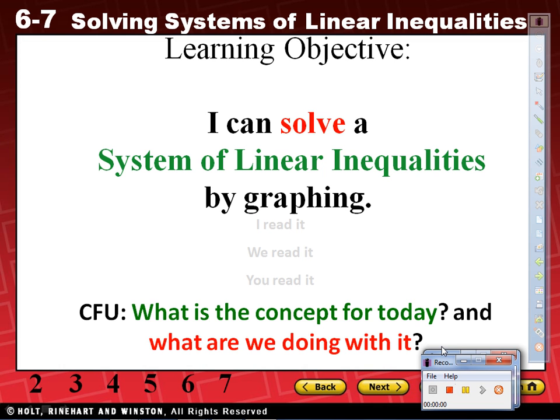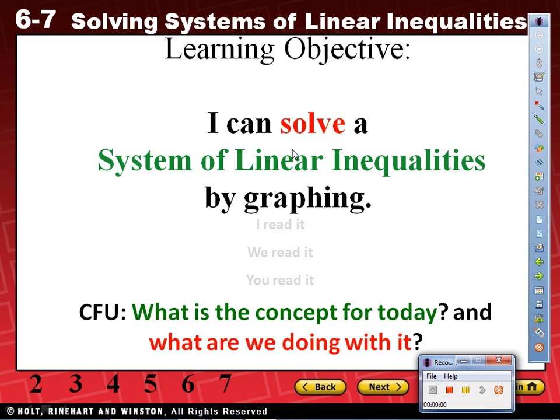Right, so get a blank sheet of paper and title it Systems of Linear Inequalities. Our objective for today: I can solve a system of linear inequalities by graphing.